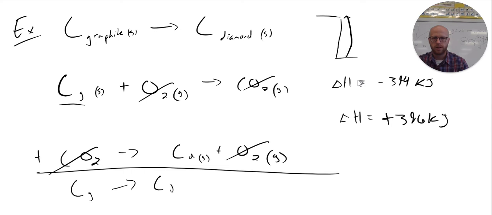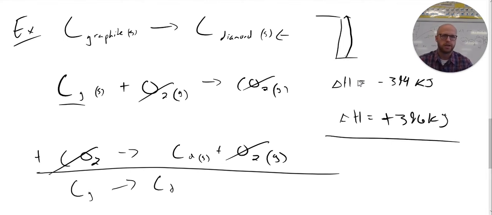Okay, does this reaction match this reaction? Yes. So if that matches, we used 2 different reactions to get our initial reaction. Hess's law states I can just add up my delta H's. So my change in enthalpy for this reaction would equal 2 kilojoules.